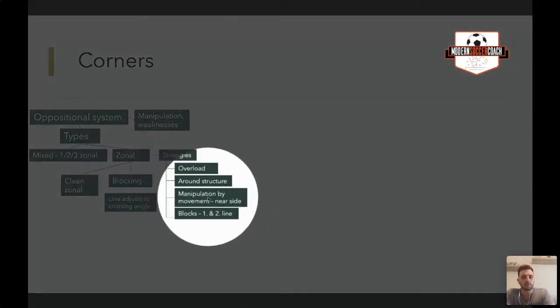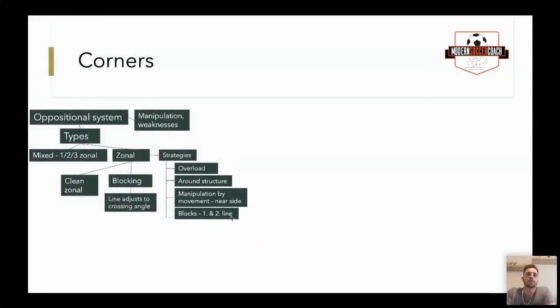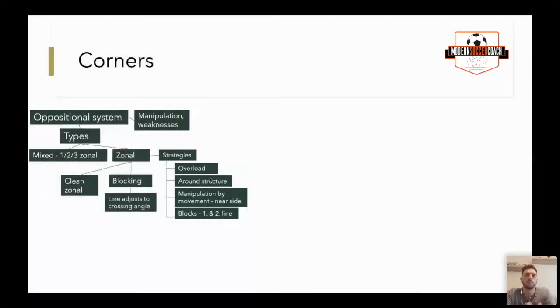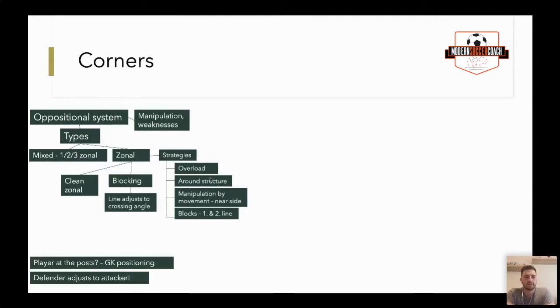The next one is to manipulate by movement. This is often used at the near side to pull out a defender and exploit the space behind, or to use blocks, where you can either block the first line or the second line. It depends on how and where you want to create advantages.